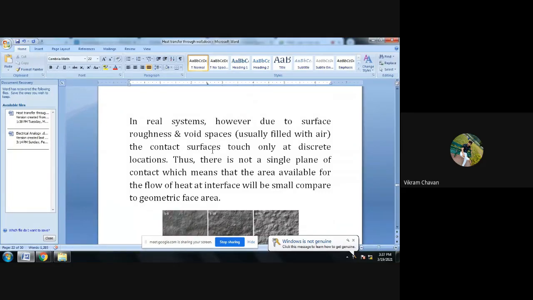Thus there is not a single plane of contact, which means that the area available for the flow of heat at the interface will be small compared to the geometric face area. Okay.